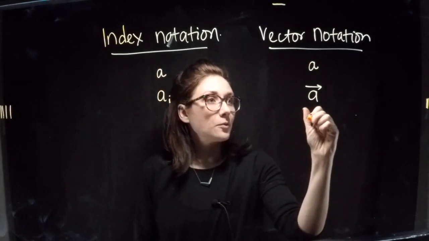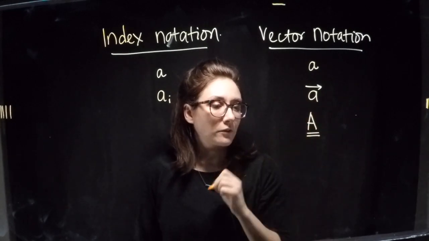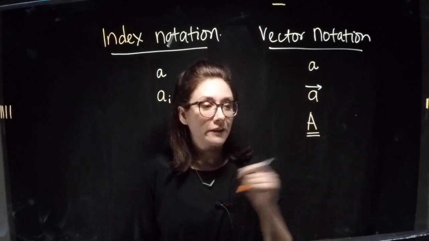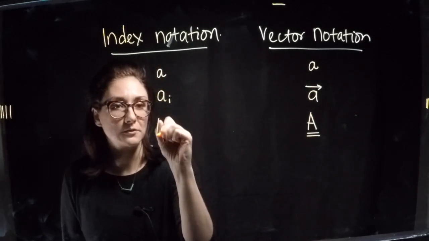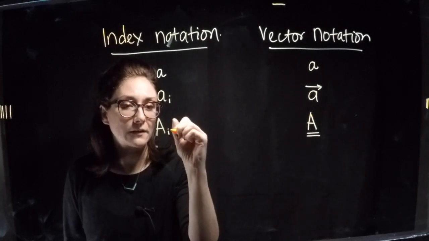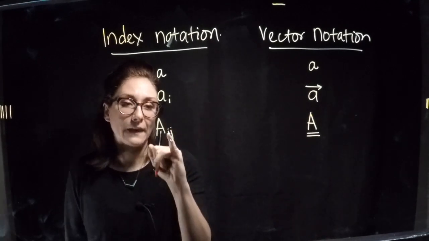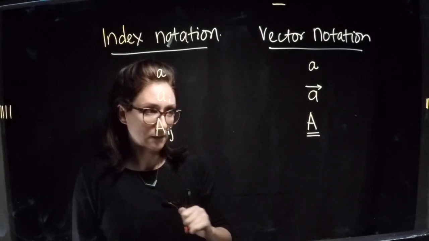And then also we can have tensors. So tensors I'll generally denote with a capital letter and then two underlines underneath. And the index notation here is the letter again, or the symbol, and then here you see we have two subscripted letters, an I and a J this time.